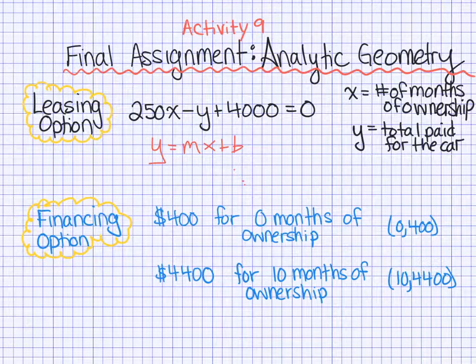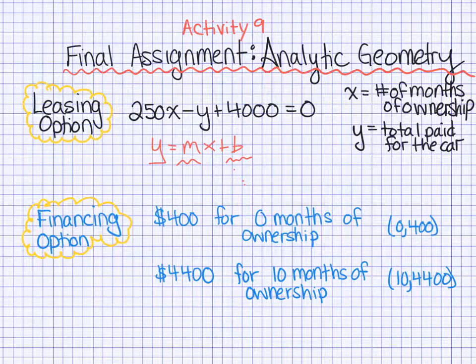It tells you that x stands for the number of months of ownership. So whatever your slope variable is, you're going to have to interpret that, because it wants you to explain the significance of the slope and y-intercept for each option. You're figuring out how much it's going up, and x is your number of months. So you're trying to interpret what that could mean, and what b could mean in terms of leasing a car. If you don't really understand leasing a car, that's totally fine. Just explain what you think the y-intercept might mean in this scenario.